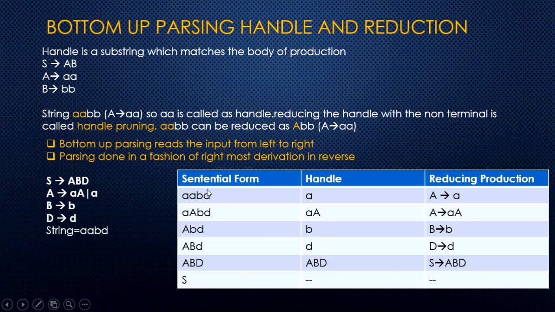So we actually take up a sentential form from the leaf nodes, and we try to construct towards the root node. So this concept is called bottom-up parsing.